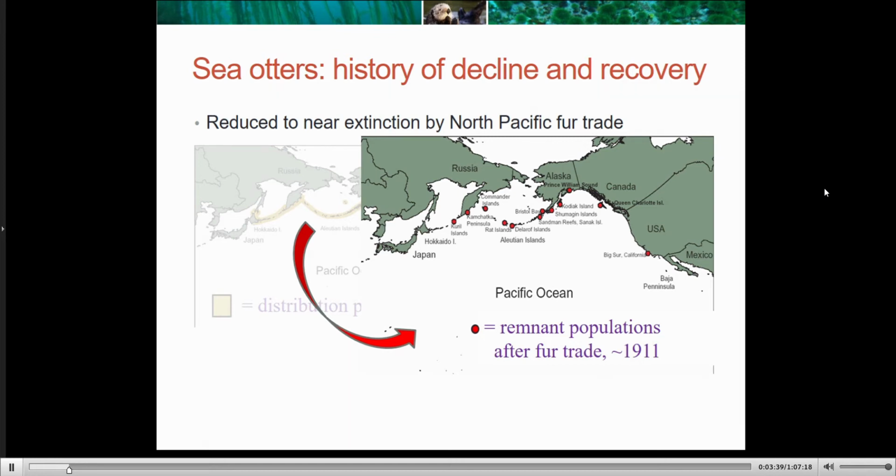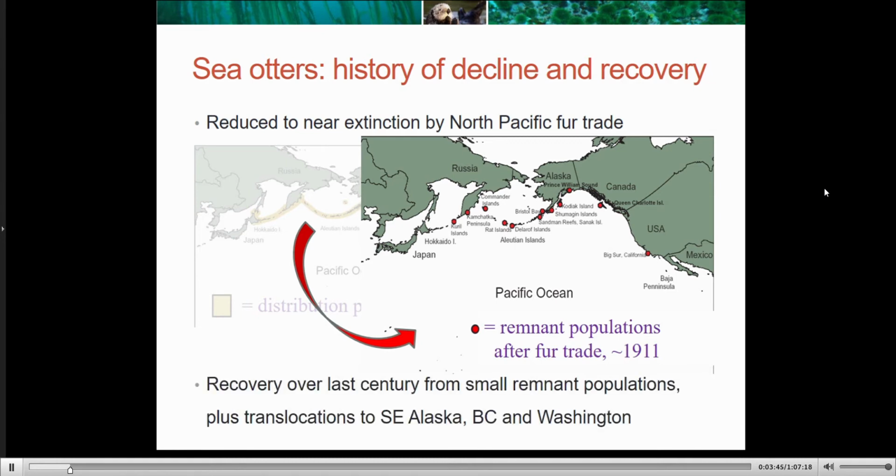So they were really brought almost to the verge of extinction. Then they were protected, and they began to recover. Over the course of the next 100 years, there was a pattern of recovery, and that recovery, of course, occurred from these small remnant populations. That means the populations radiated out from all those points, and that led to a very discontinuous pattern of recovery, which is really important, as you'll see, for our understanding of the population dynamics and ecology of sea otters.